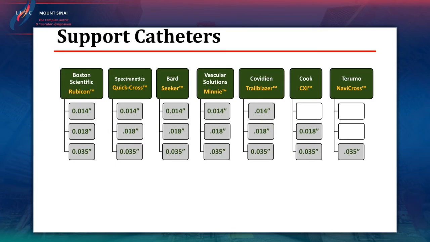Once you have the wire, you need a support. And we talked about this today with Andre showing his case. We want to have a support, and these are the different support catheters that you can use. Typically for tibial vessels, I use the 018 support catheter because it allows you to go between 014 and 018. And for SFA pop, usually I use the NaviCross, which works very well.